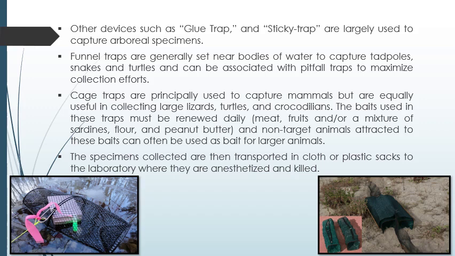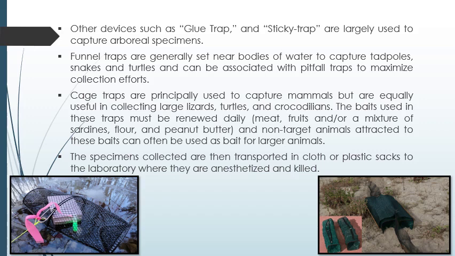The vat used in these traps must be renewed daily, using meat, fruit, or a mixture of sardines, flour, and peanut butter. And non-target animals attracted to these vats can often be used as bait for larger animals. The specimens collected are then transported in cloth and plastic sacks to the laboratory, where they are anesthetized and killed.